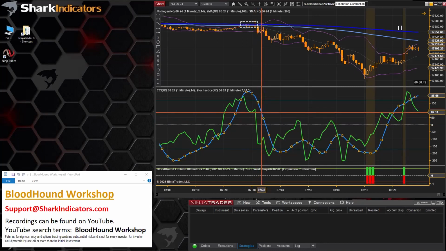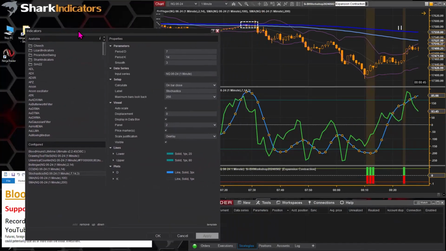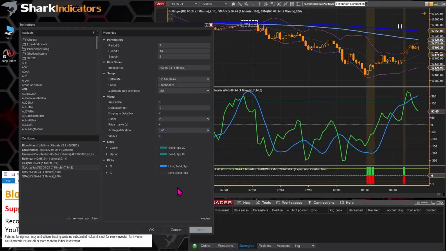So let's open up the indicator settings here to see how I did this. Right, so if you have two indicators on top of each other and one of those indicators is set to overlay, and this might apply to, maybe you need one indicator set to the right margin and the other indicator set to the left margin, like so.